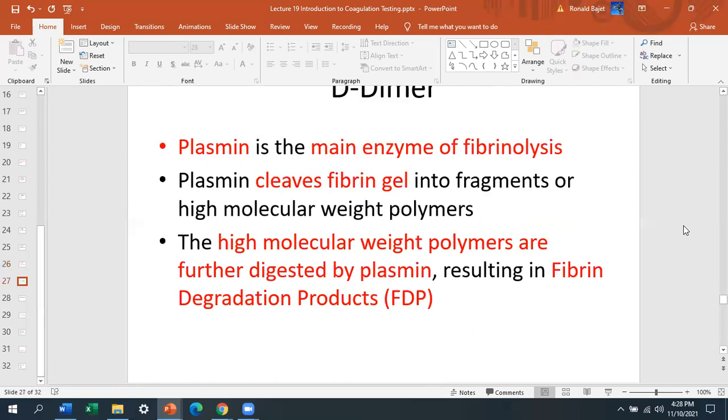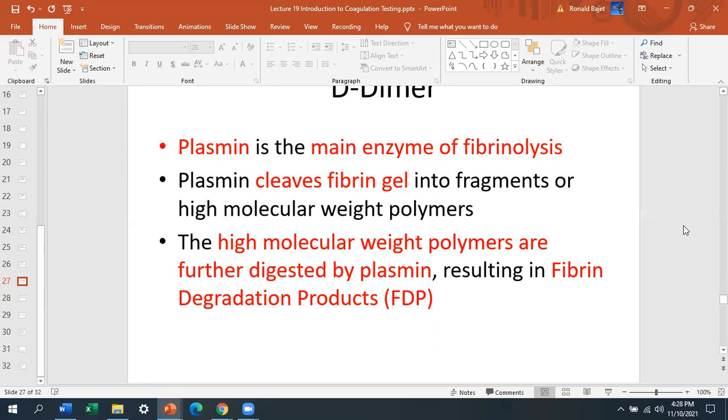Plasmin, okay, I talked about the fibrinolytic system. The fibrinolytic system is activated by plasminogen going to plasmin. Plasmin is the main enzyme. So I talked about clot formation and clot destruction. The balance between clot formation and clot degradation is hemostasis. Okay, remember that. But for fibrinolysis, the enzyme that is mainly responsible for the clot degradation or clot lysis is plasmin. Plasmin is the main enzyme in fibrinolysis.